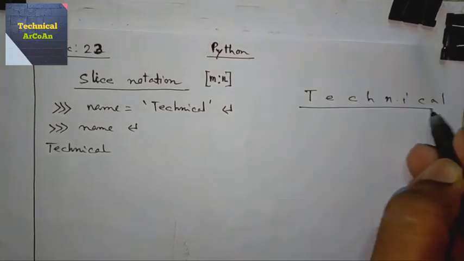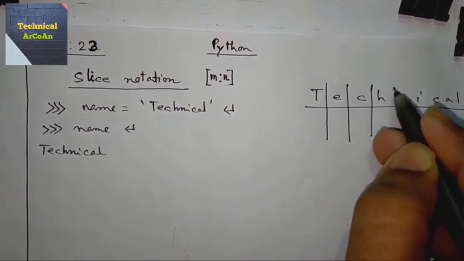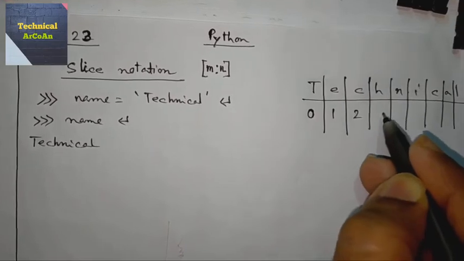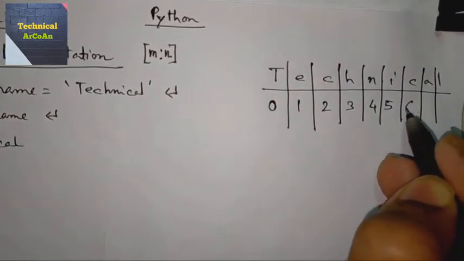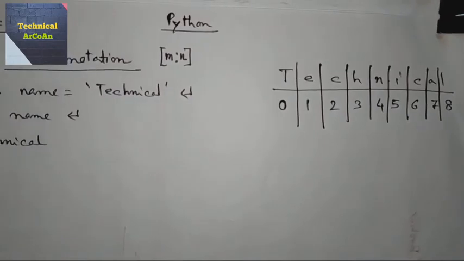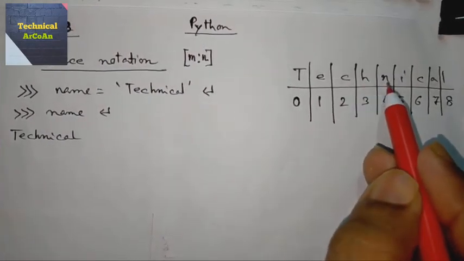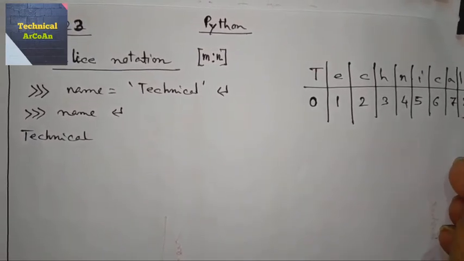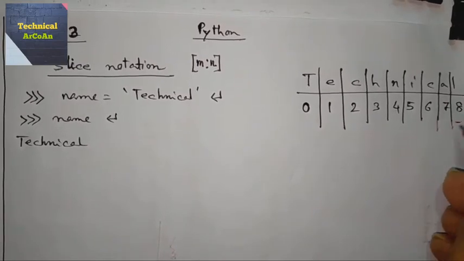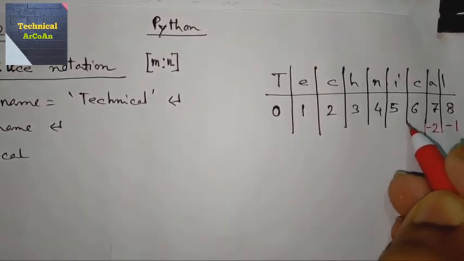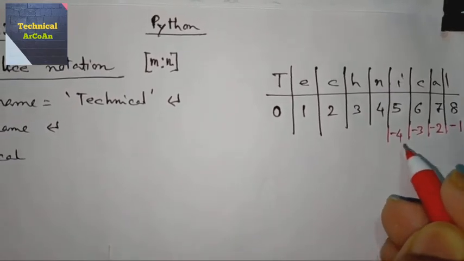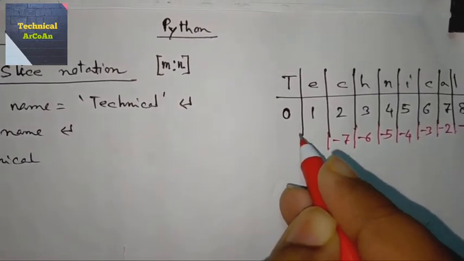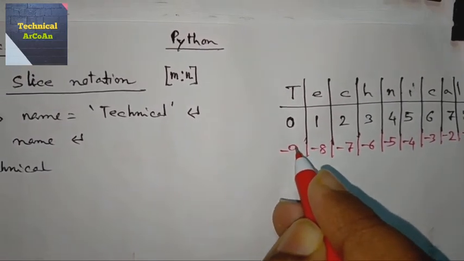TECHNICAL. The indexing is like that. It starts from 0 and goes from left to right. So it will be 0, 1, 2, 3, 4, 5, 6, 7, 8. Okay. So there are 9 characters: 1, 2, 3, 4, 5, 6, 7, 8, 9. That's why it goes from 0 to 8. Now the negative index is also applied. It is -1, -2, -3, -4, -5, -6, -7, -8 and -9.